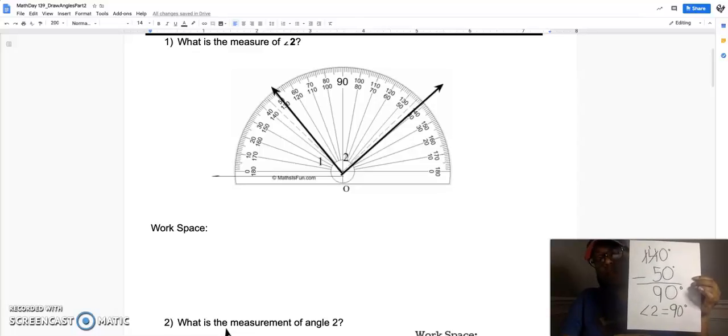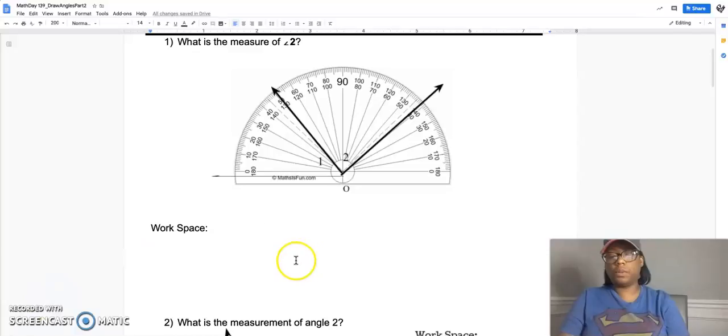For those of you who had a little difficulty regrouping and borrowing, we can work on that a little later, but I do want you to make sure that your problem looks exactly like mine. 140 take away 50 equals 90 degrees. And then you write angle 2 equals 90 degrees. Your workspace should look exactly like my paper. Let's keep it moving.